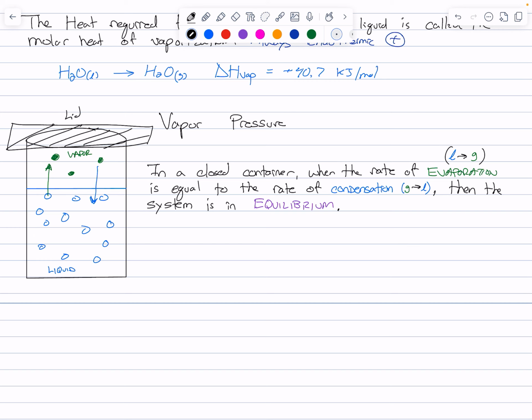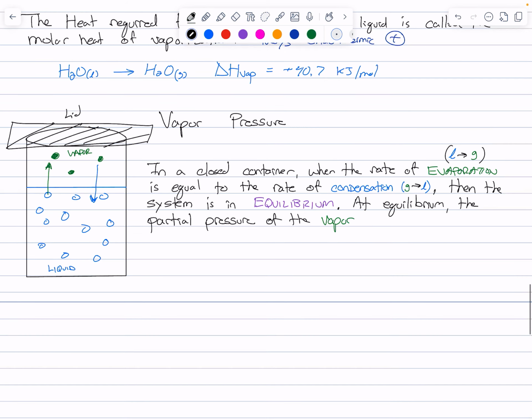So at equilibrium, the partial pressure of the vapor in the gas phase is called the equilibrium vapor pressure.